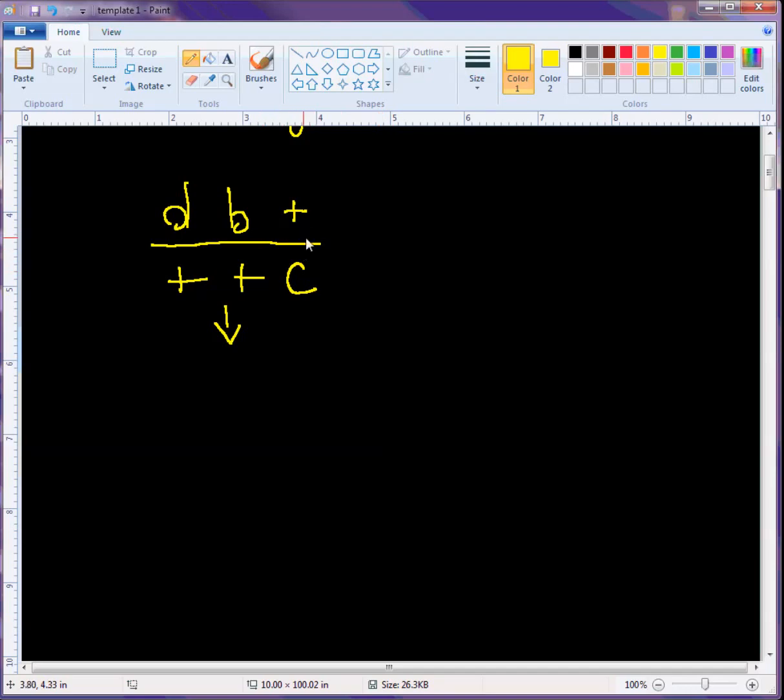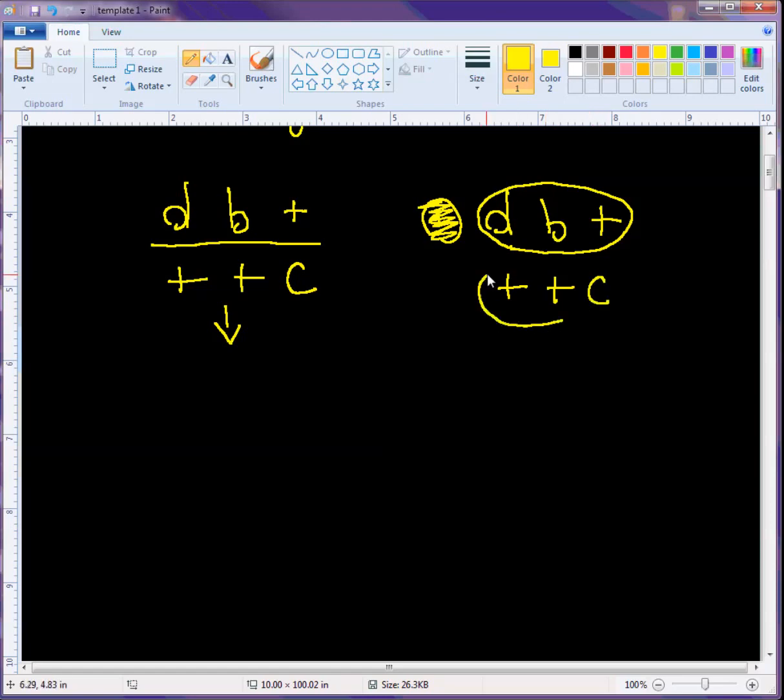So meiosis in this female is going to produce two types of non-crossover gametes, right? One of them is going to be D, B, plus, so one gamete here, and the other one is going to be plus, plus, C. So if no crossing over occurs during meiosis between D, B, and C, these are the two gametes that we're going to get. These are the non-crossover gametes.